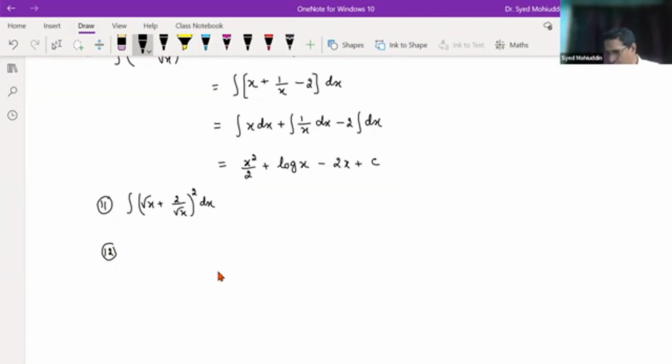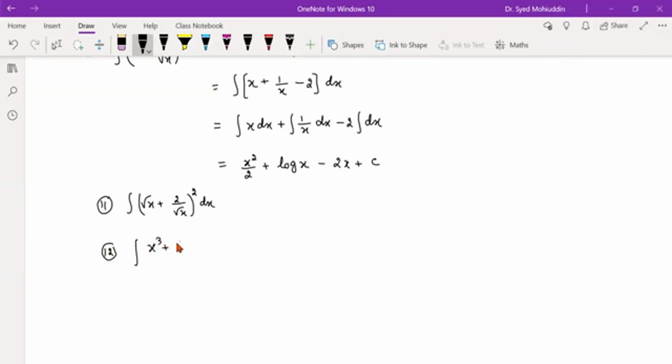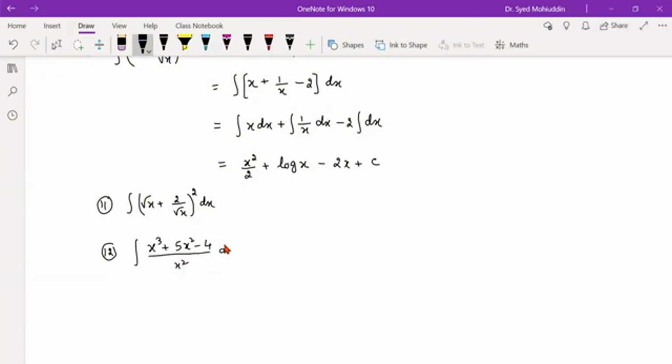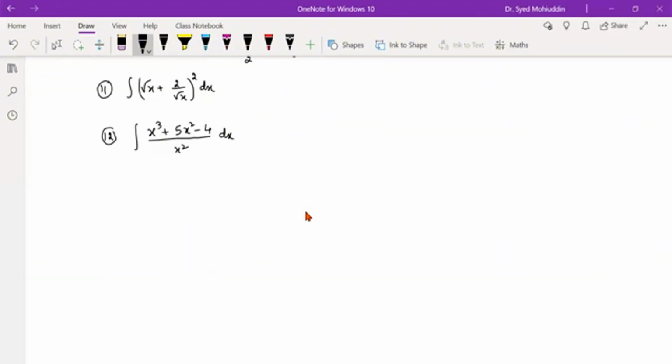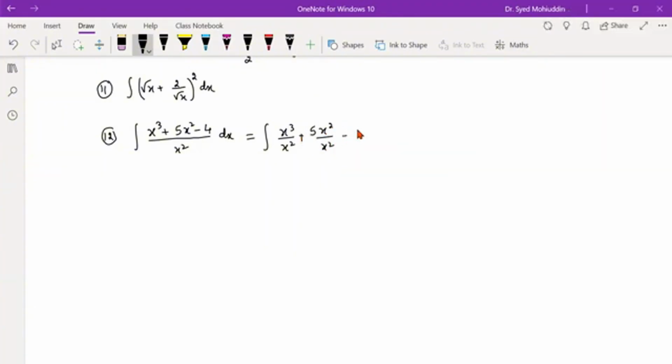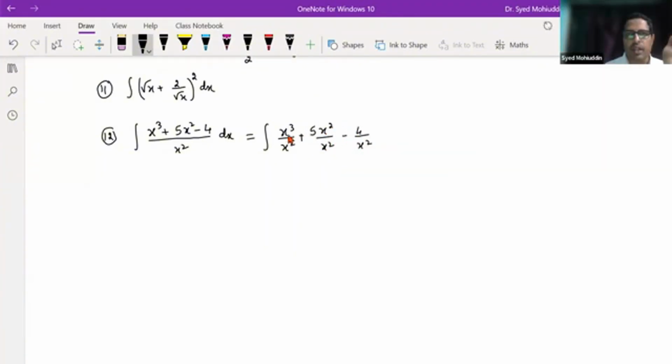What is the next question? It is integral of x cube plus 5x minus 4 divided by x square into dx, right? So first we have to simplify in such a way that we get some standard expression to integrate. So this can be written as integral of, however, you can just split it and divide each of the terms by x square. So we'll be getting x cube by x square minus 5 x square by x square, plus minus 4 by x square times of dx.